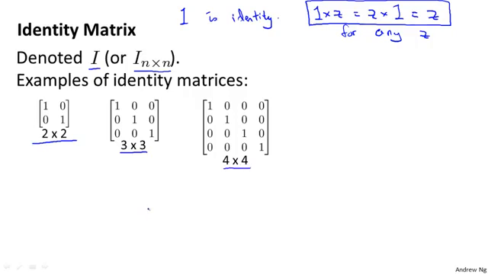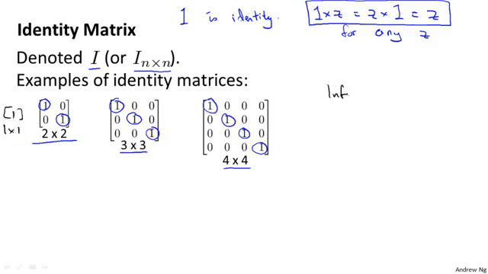The identity matrix has the property that it has 1s along the diagonal, and so on, and 0 everywhere else. By the way, the 1 by 1 identity matrix is just the number 1. This is a 1 by 1 matrix with just 1 in it. So it's not a very interesting identity matrix.